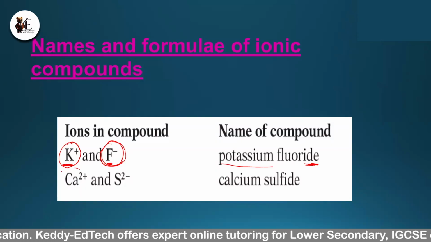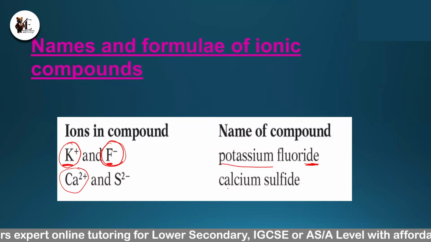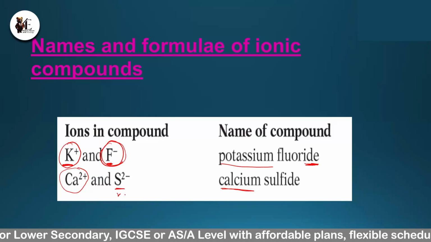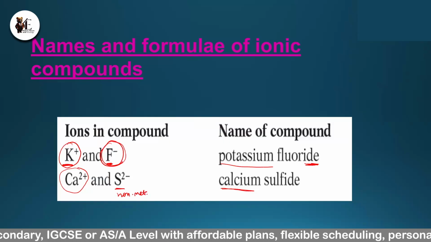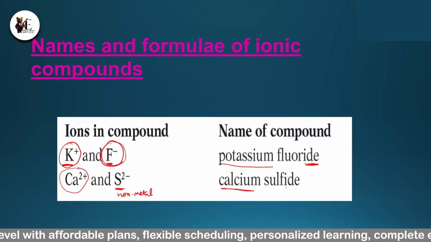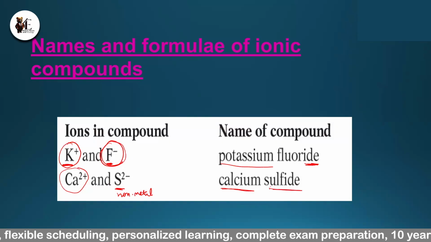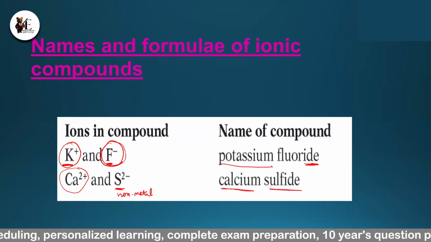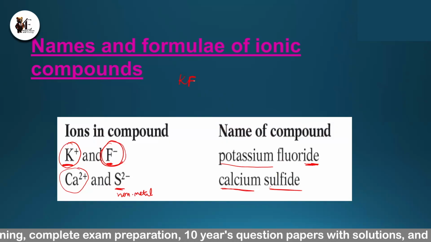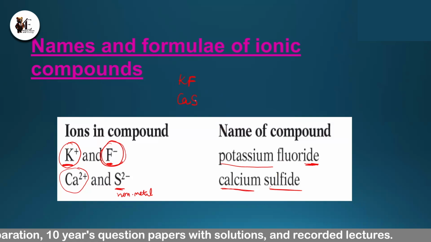Similarly, here calcium 2 plus is a metal, it forms positive ions, and its name remains calcium only. But since sulfur is a non-metal, it forms negative ions, so its name should be sulfide. We have replaced sulfur with sulfide while writing the names of these ionic compounds. Is it clear that KF is known as potassium fluoride and this is known as calcium sulfide?